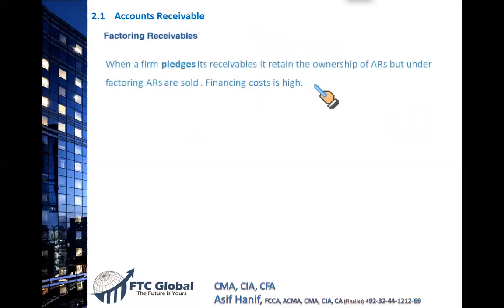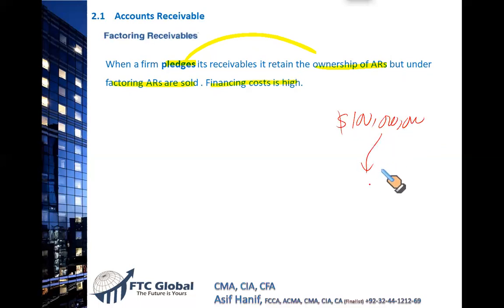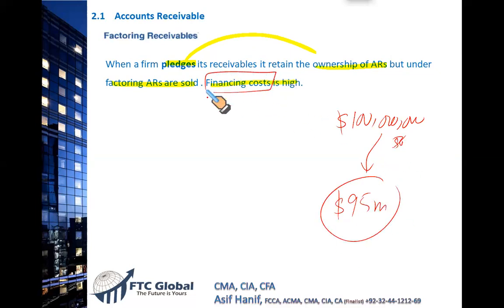We can either pledge our receivables this way, or we can factor them. If you pledge, you will still be the owner of your account receivable and they will still show up on your balance sheet, but if you factor them, it means you sell them. But financing cost is high because let's say if you have sold $100 million worth of your account receivables, perhaps you might get 95 million only. So the 5 million that you did not get is what you call the financing cost. Cost could be significant. So it's a decision that we learn how to make.